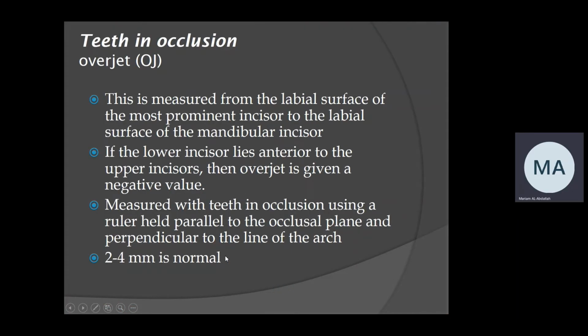The overjet, as you know, is the horizontal relationship between the upper and the lower incisors, and it is measured from the upper labial surface to the lower labial surface. And on average, it should be 2 to 4 millimeters. And when we measure it, our ruler has to be parallel to the occlusal plane, and it has to be perpendicular to the line of the arch and to the labial surface of the incisor that we are measuring the overjet at. So we go to all incisors one by one and we measure the overjet, and then we record the worst overjet, okay? The highest, let's say.